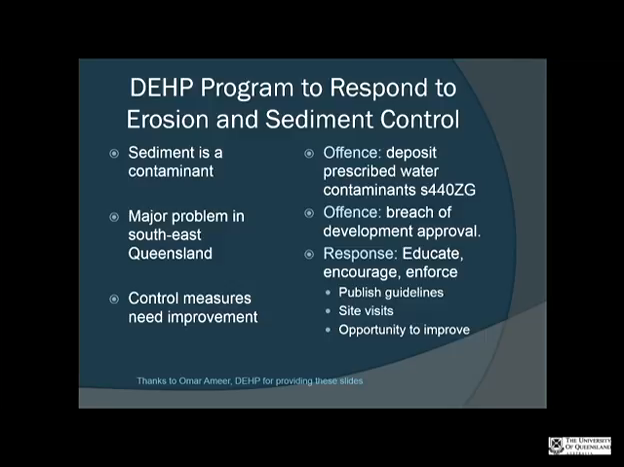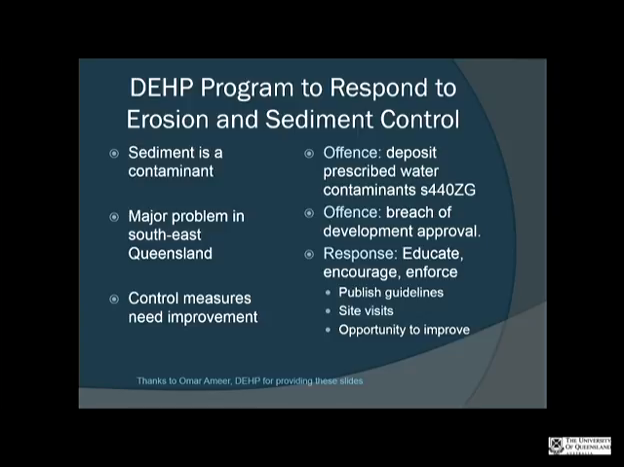And it's an offence to deposit a prescribed contaminant into the water. It's a major problem in South East Queensland, and it's an offence to breach your condition of development approval by allowing this material to run off into the stormwater. And they pointed out that the control measures that are being used on site need improvement.